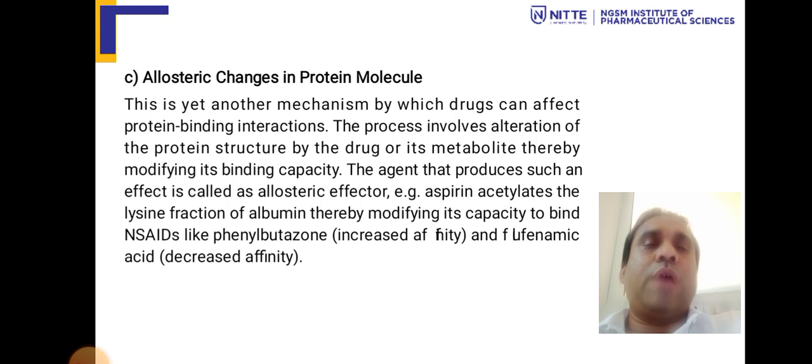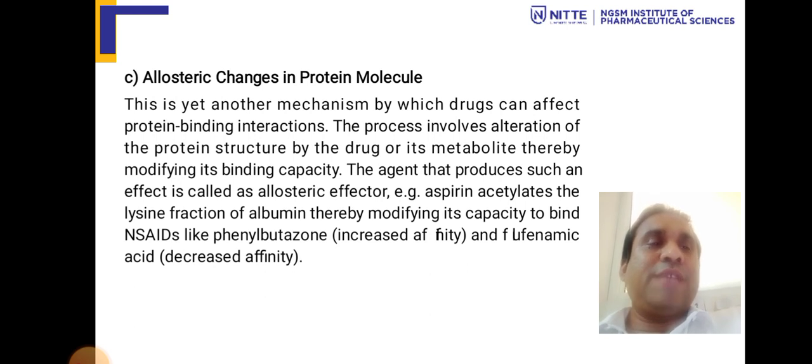Now we will come to allosteric changes in protein molecules. This is another mechanism by which a drug can affect protein binding interaction. The process involves alteration of protein structure by the drug or its metabolite, thereby modifying its binding capacity. The agent that produces such an effect is called the allosteric effector.